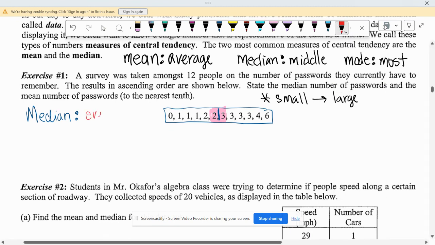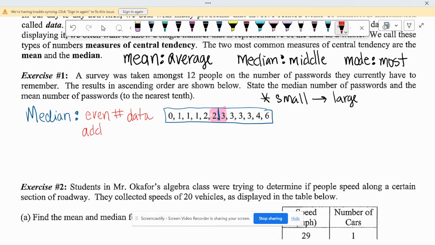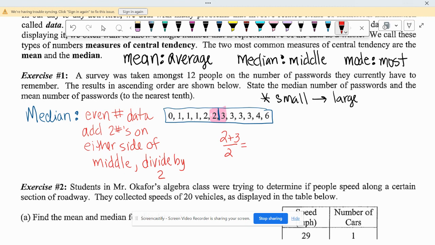So when you have an even number of data points, you add the two numbers on either side of the middle, and then you divide by 2. So 2 plus 3 divided by 2 is what? It's 2.5. So that's my median.